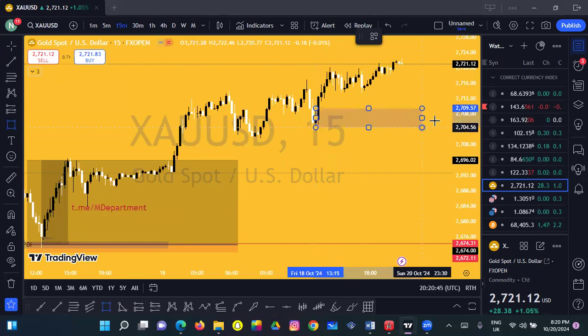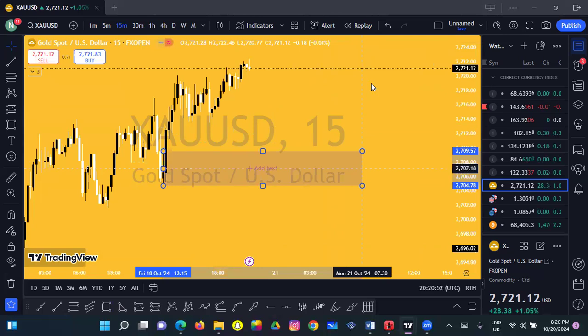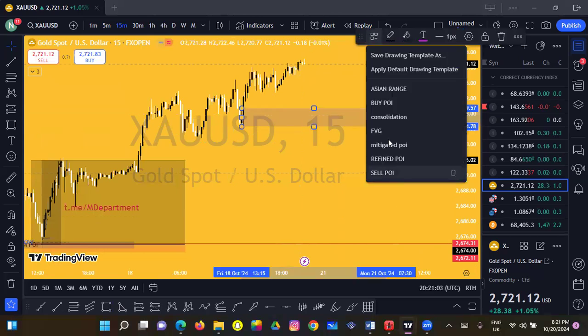My entry here. I'll be planning my entry here and expect market to come here and then move to the upside. It will be my 15 minutes POI.